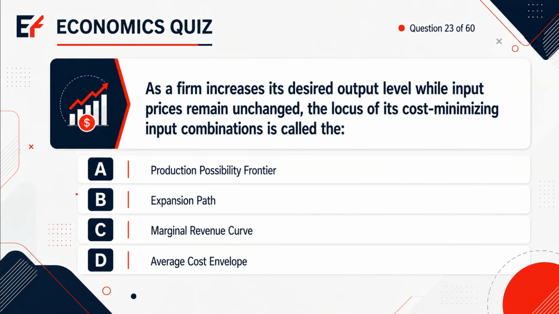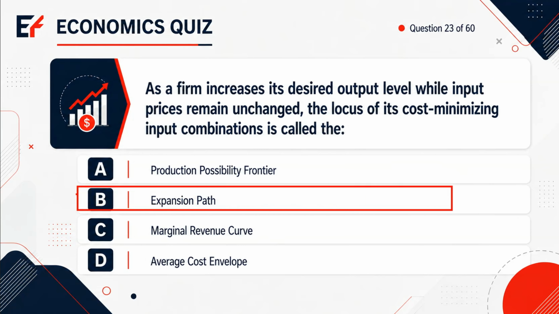Question 23. As a firm increases its desired output level while input prices remain unchanged, the locus of its cost-minimizing input combinations is called the: A. Production possibility frontier, B. Expansion path, C. Marginal revenue curve, D. Average cost envelope. The correct answer is B.